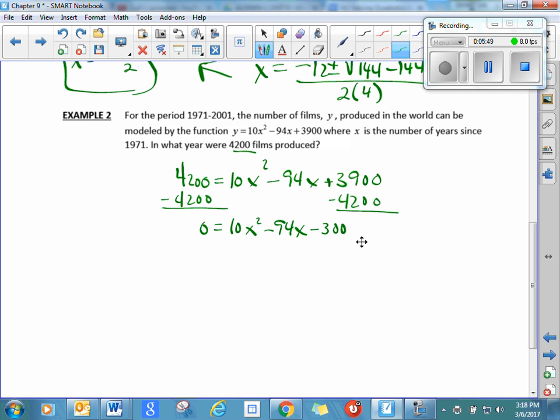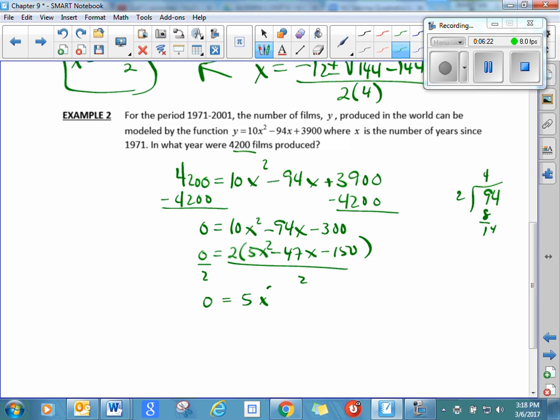Now, can you think of something to do? Maybe we can factor out something? I did it without factoring out the GCF, which was kind of silly, because if you factor out a 2, you get 5x squared minus 94 cut in half is 47, minus 150. And then you can divide both sides by 2, and now you have smaller coefficients. They're not small, but they're smaller than what we dealt with before.